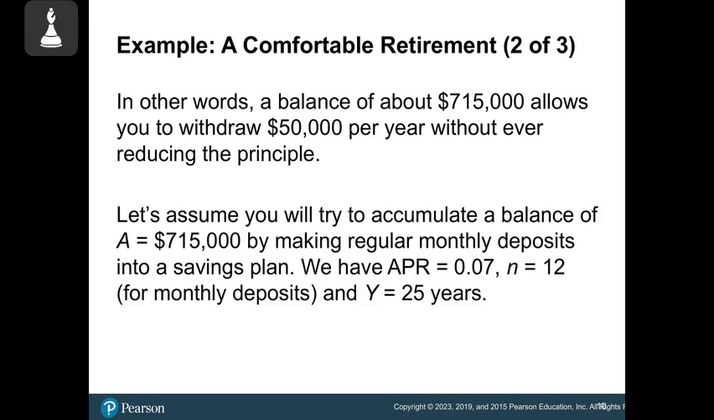Well, if that's the amount you need, we could then work backwards to figure out how much I would need to deposit monthly now to be able to have that value. So we're going to assume we want to accumulate a balance of $715,000 by making regular monthly deposits into that savings plan. We have our annual percentage rate of 0.07. We're going to do this monthly, so N is 12, and we're going to do this for 25 years.